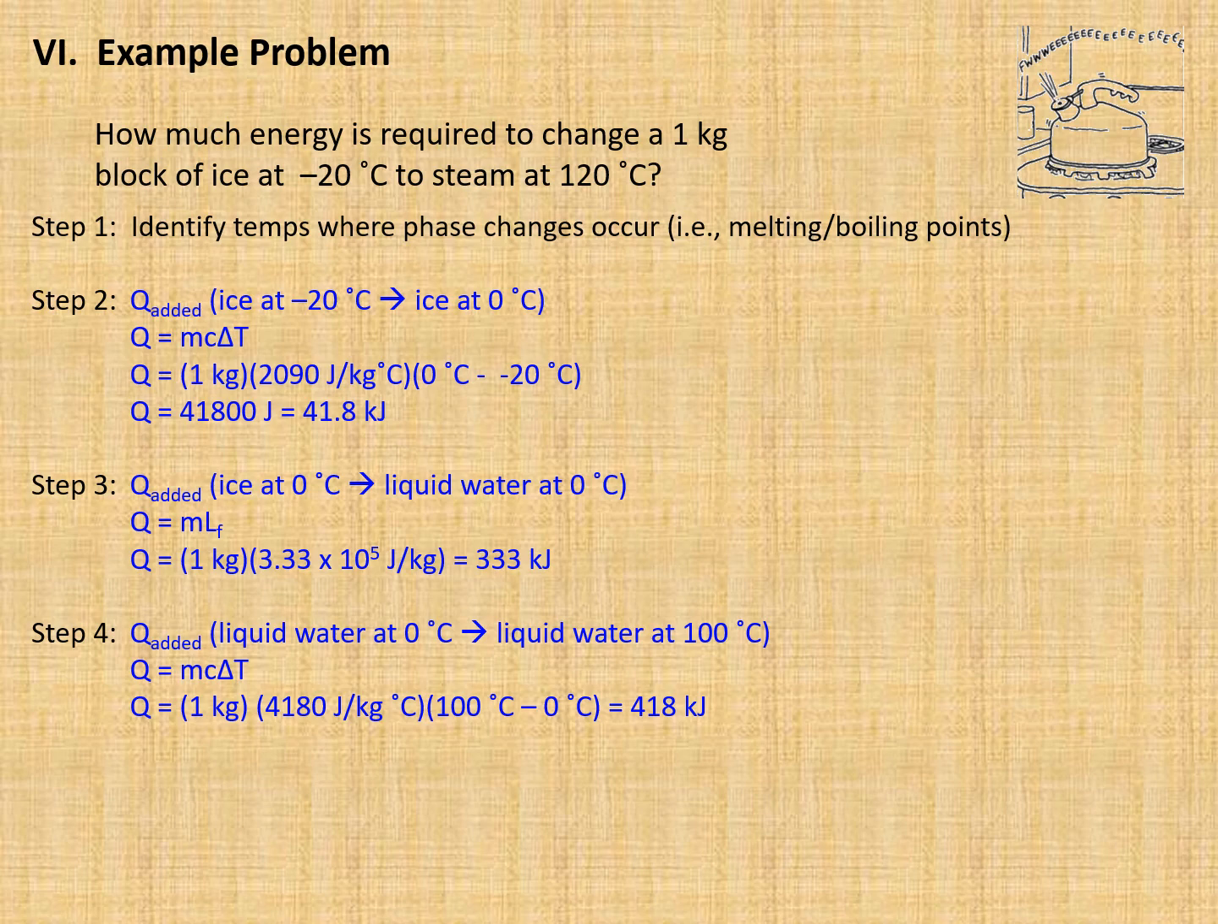And our temperature change, we're going from the melting point to the boiling point. So we're going from 0 degrees Celsius to 100 degrees Celsius. That takes a total of 418 kilojoules.